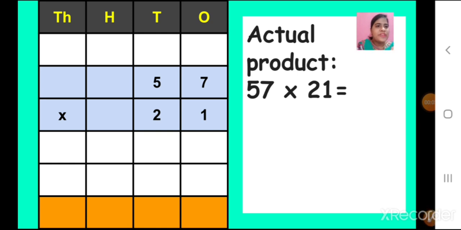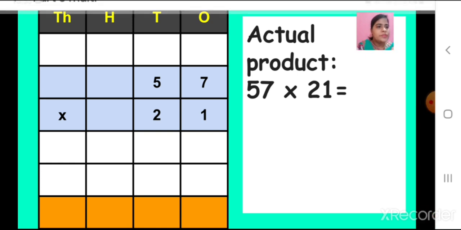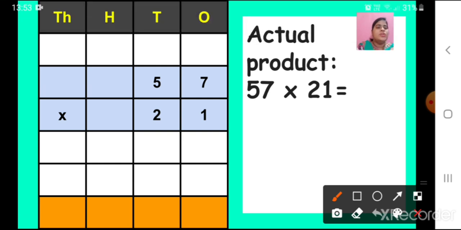So children, let us find out the actual product. Let us multiply. You will write the actual product of 57 multiplied by 21 is equal to, then you are going to draw the columns and write the numbers properly. So let us multiply together. We will start from the ones place, from right to left. 1 seven is 7, then 1 five is 5.